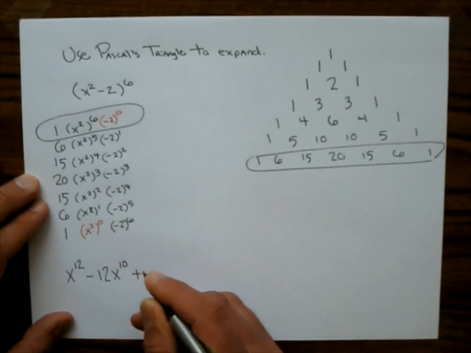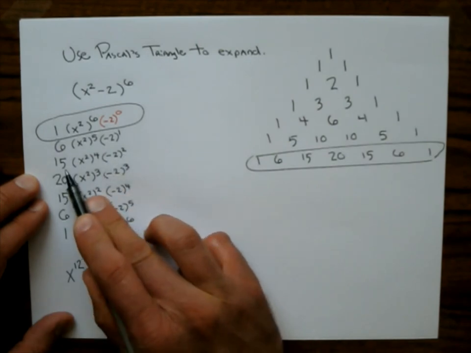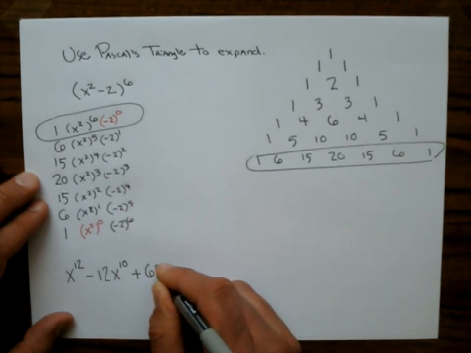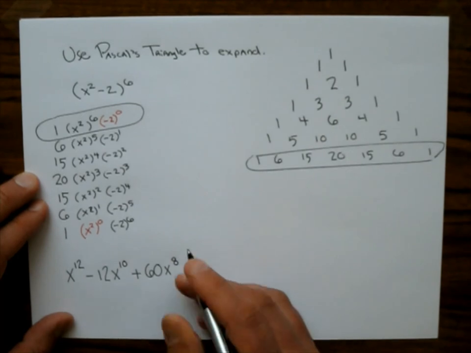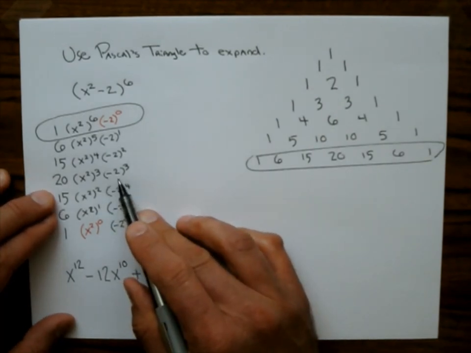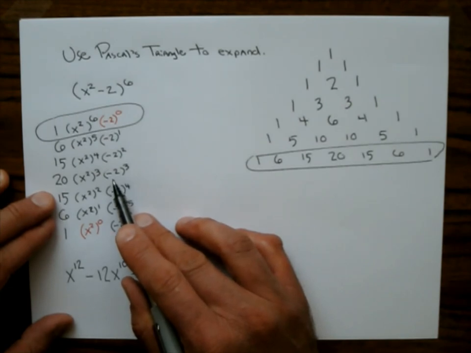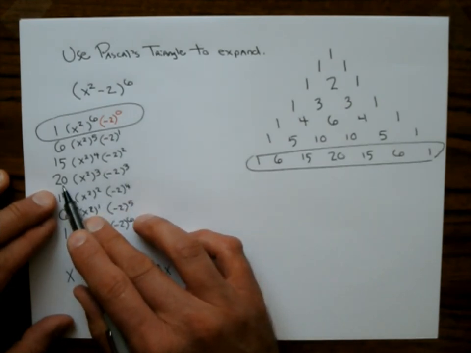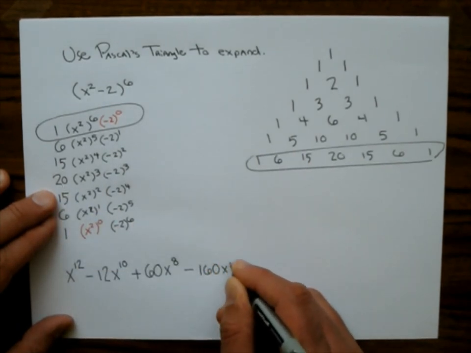And then plus, now I have to go 15 times, let's see, negative 2 quantity squared, 15 times 4. 15 times 4 is 60. 60, x to the 8th. Okay, the next one's going to be minus. I'm going to go 8. So this is a negative 8, but 8 times 20 is 160. So this is 160, x to the 6th.